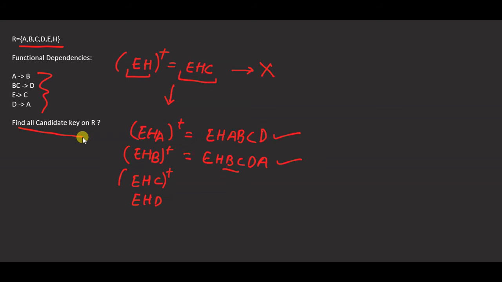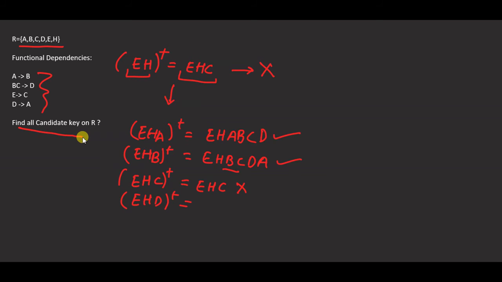Now take the closure of EHC. So E, H, C. From E we can derive C, but C is already there. Can we derive anything else? No. So this is not a candidate key.